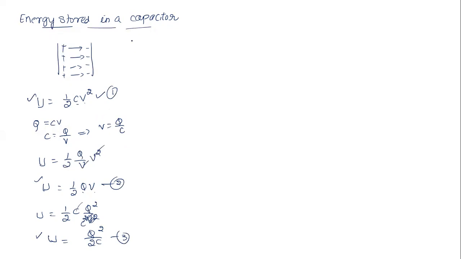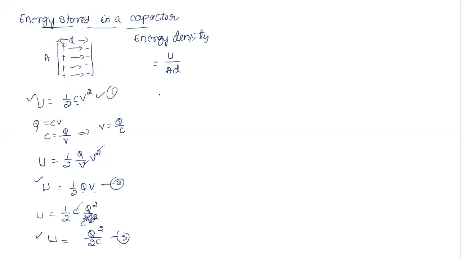Okay, here there is one more concept, the energy density. What is meant by energy density? It is the energy stored per unit volume that we call energy density. This is the energy U divided by the volume of this capacitor. The plate area is A and the distance between the plates is D, so the volume is AD. So this is what we call the energy density of the capacitor.